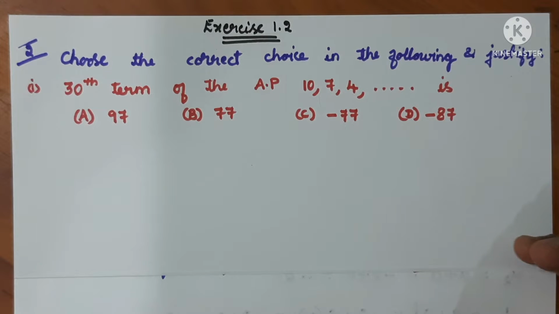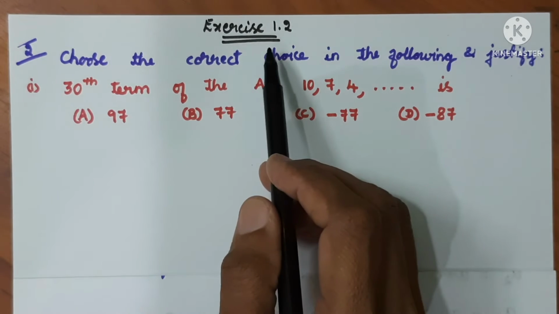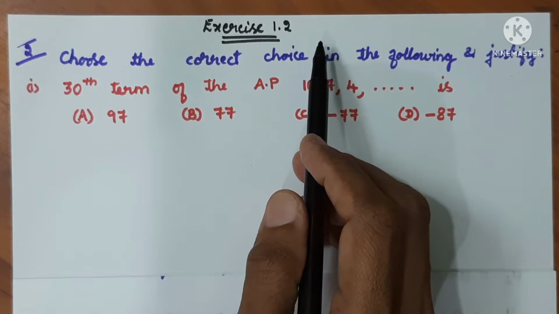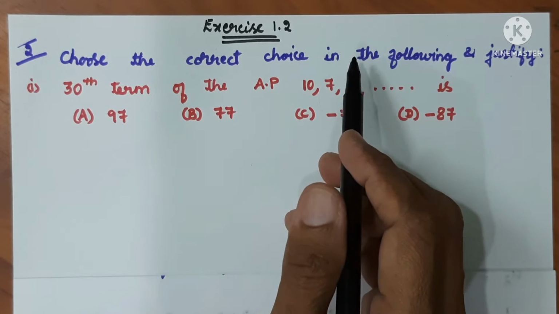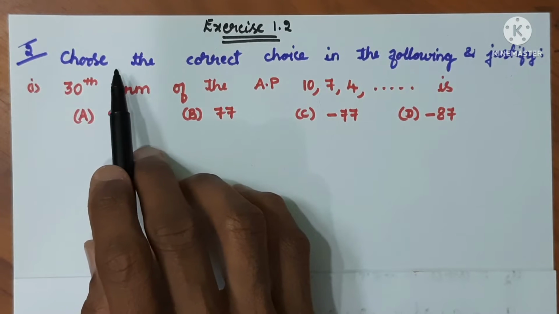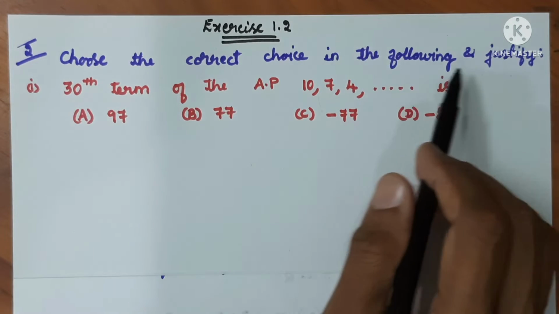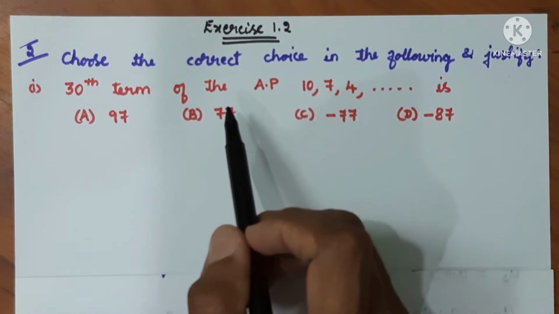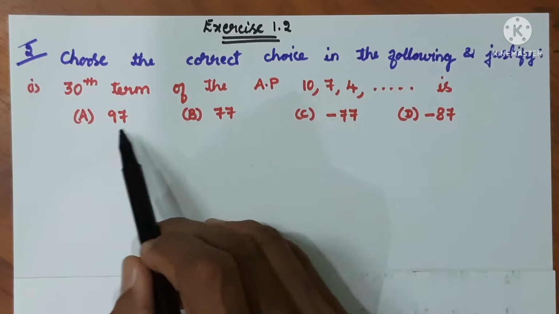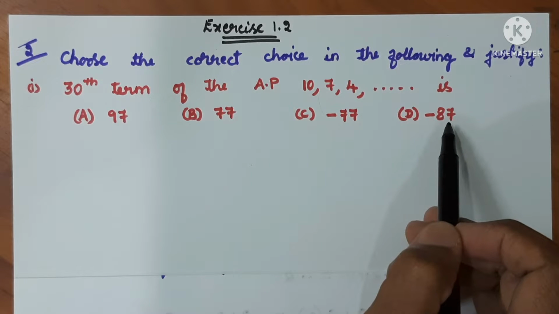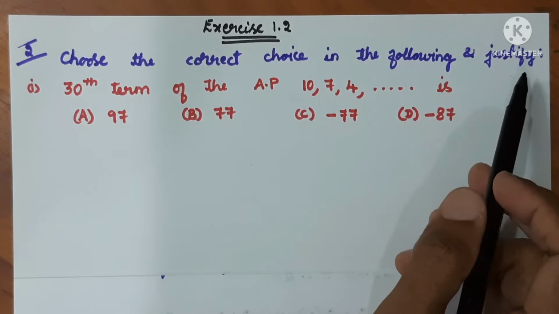Dear children, in this video we shall discuss the second main of exercise 1.2 from the 10th standard maths chapter 1, arithmetic progressions. Let us see the question. Choose the correct choice in the following and justify. They have given two questions, and for each question they have given 4 answers. We have to choose the correct answer and also justify the answer.